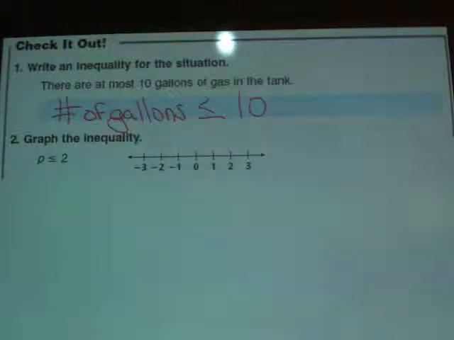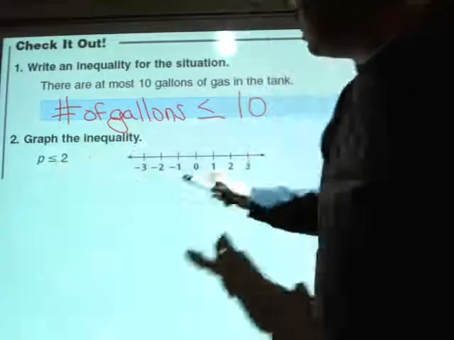Graphing the inequality, P is less than or equal to 2. So the number in my question is 2, so that's where the dot's going to go here. So I'm going to go find 2 on my number line and go ahead and put a closed dot on 2. Remember, the ones with the lines underneath always use the closed dot.